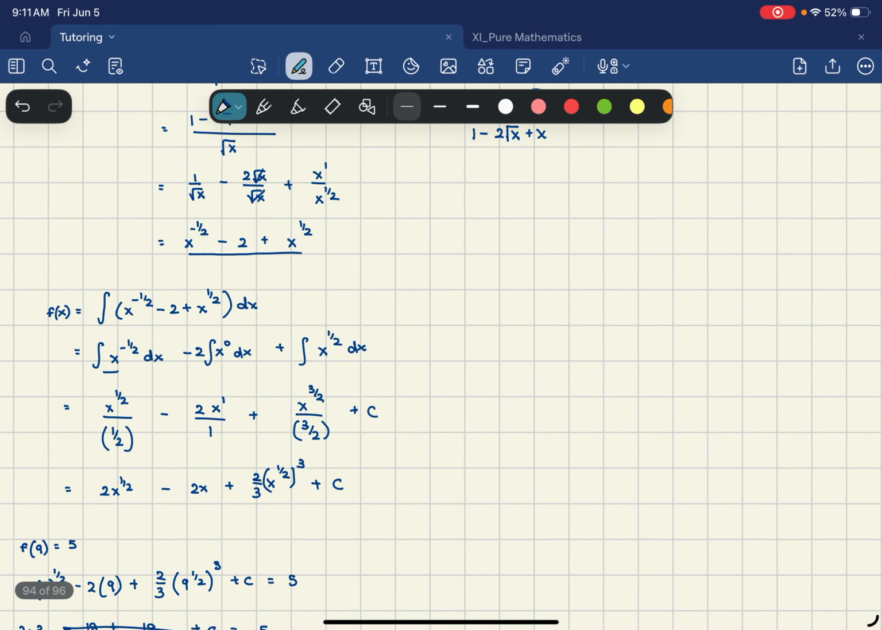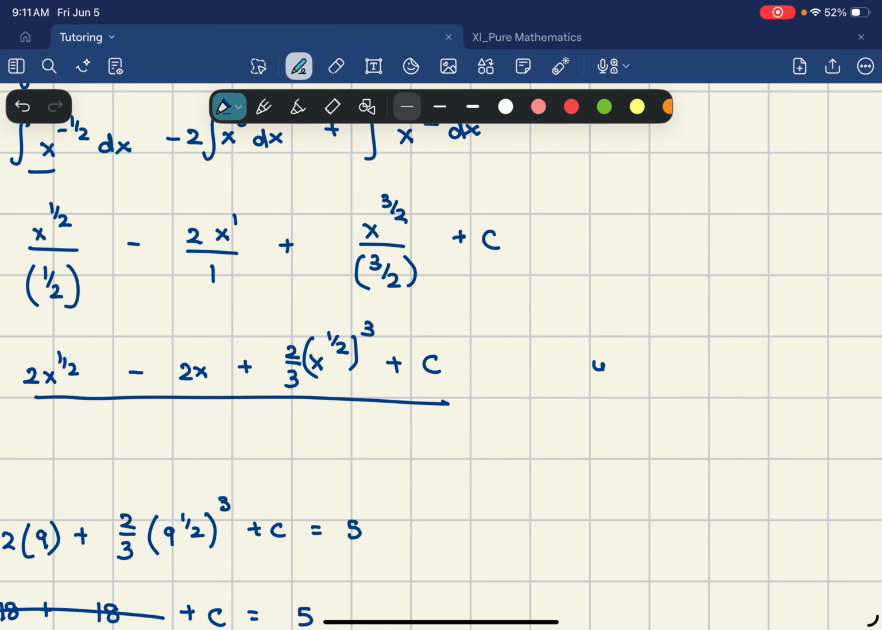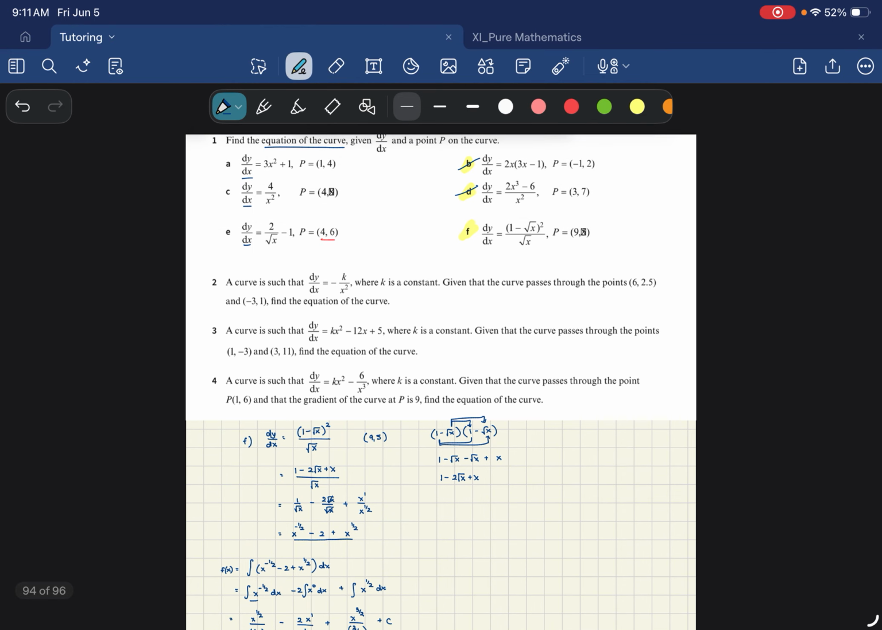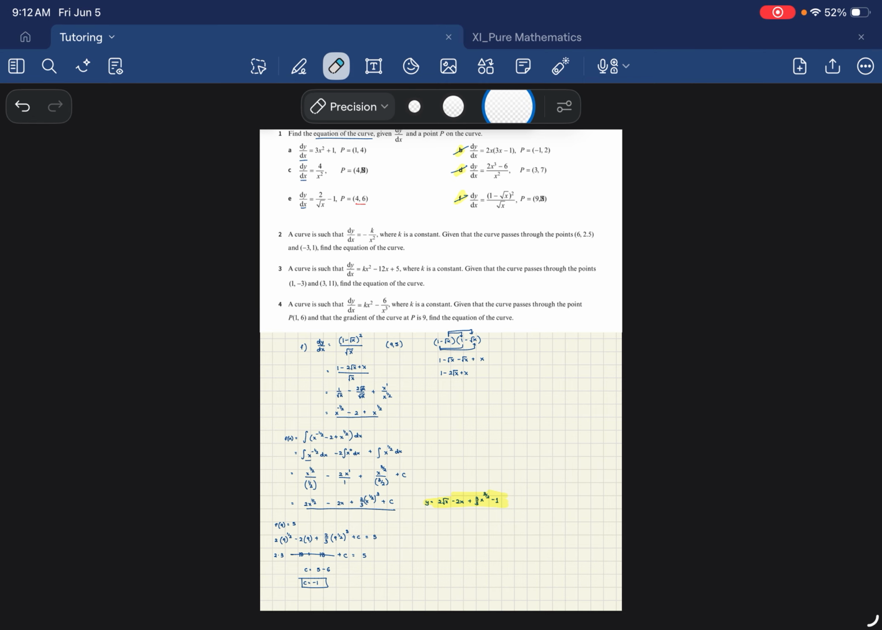Therefore, your equation is going to be 2x to the power half, which is square root of x, minus 2x plus 2 over 3 x to the power 3 over 2 minus 1. That was the value of c that we got. So that is going to be the equation of your curve. Let me just check it for you: 2 square root of x minus 2x plus 2 over 3 x to the power 3 over 2 minus 1. Yes, this is your solution for part F. And we are done. So moving on to question 2.